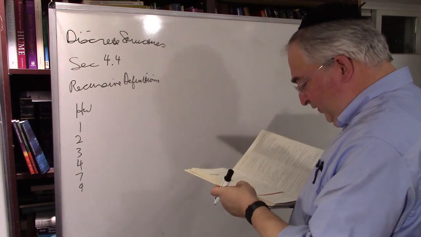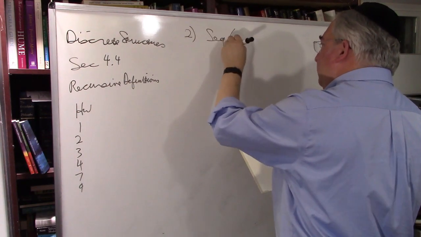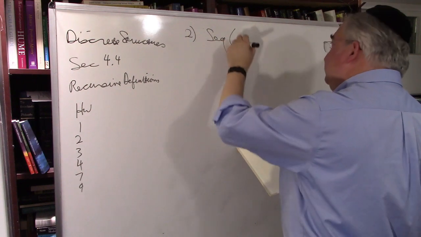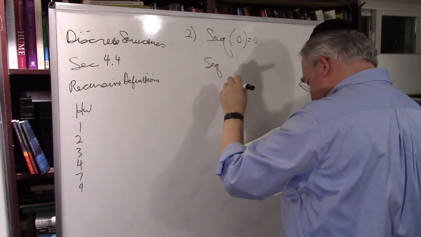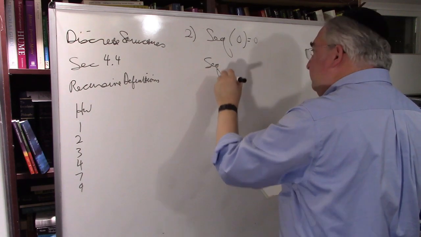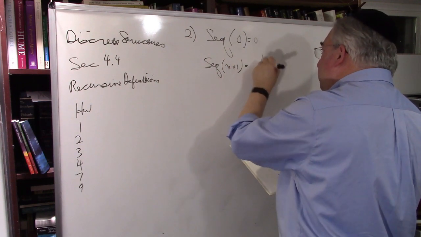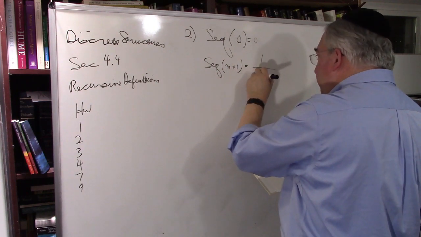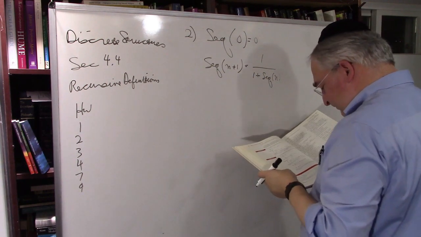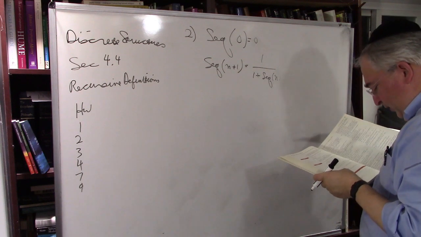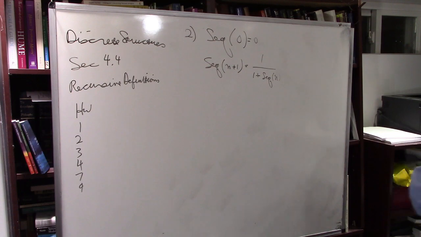We recursively define SEQ, so this is number 2. SEQ of 0 equals 0. SEQ of n plus 1 is equal to 1 divided by 1 plus SEQ of n. Okay. Calculate SEQ of n for n equals 1, 2, 3, 4, 5, 6.